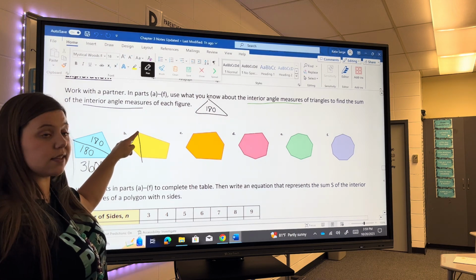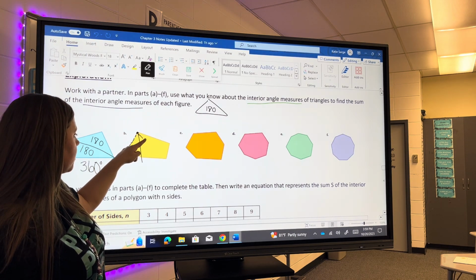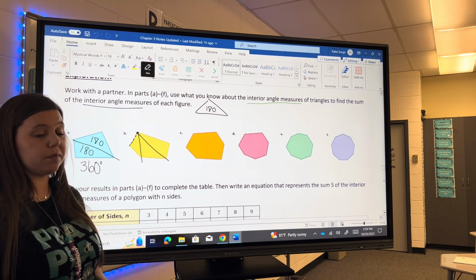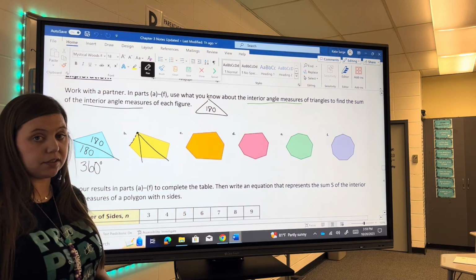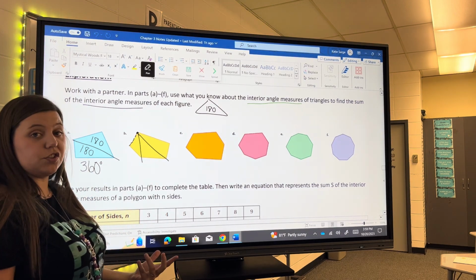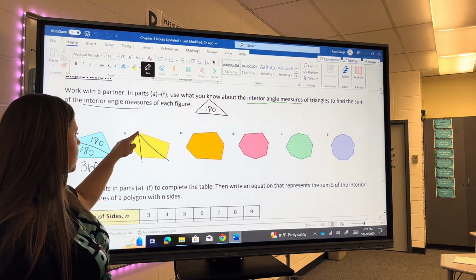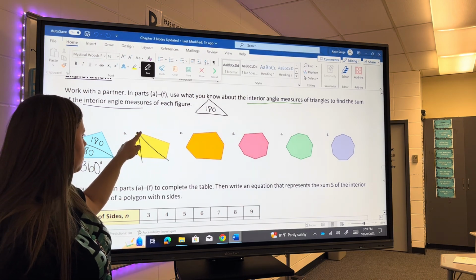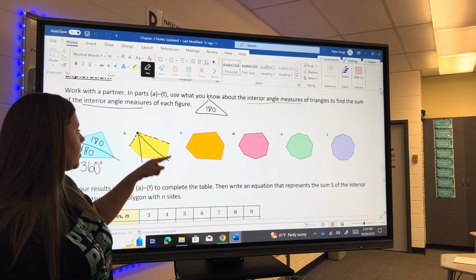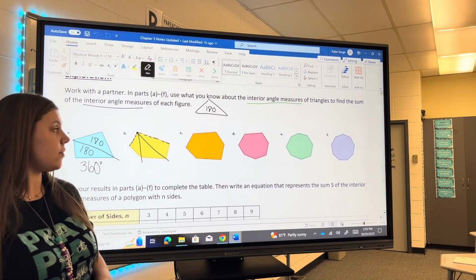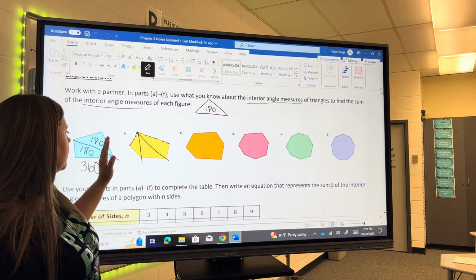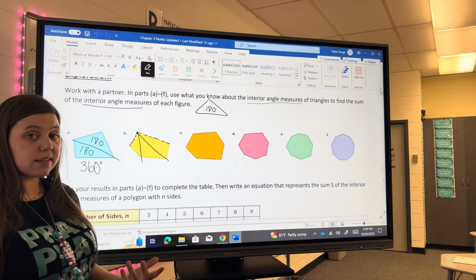So I'm gonna go back to this endpoint and draw another line to the next endpoint. And now I've created a second triangle. Do the same thing with the last point if you can. So here, if I try to draw a line to this point, it's not going to create a triangle. So I don't need to worry about that one. How many triangles did I just create?